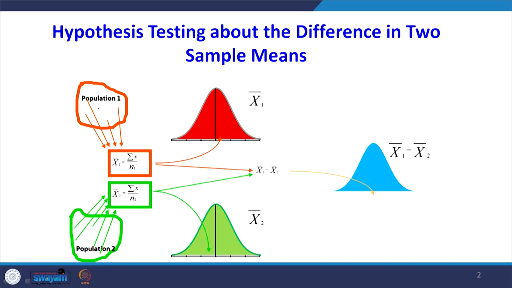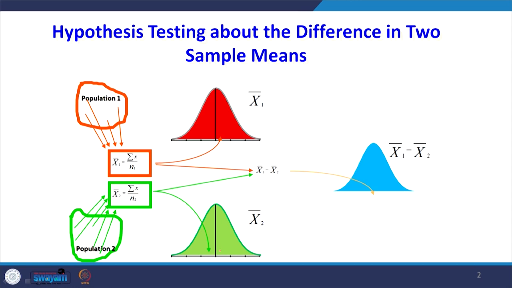Suppose I take a sample from population 1 and find the sample mean, I am calling it x1 bar, that is sigma x divided by n1. There is another population in green color. From that I take a sample x2 and find the mean of that sample using the formula sigma x2 divided by n2. If I plot this, this is the sampling distribution of x1 bar, and the green one is the sampling distribution of x2 bar.